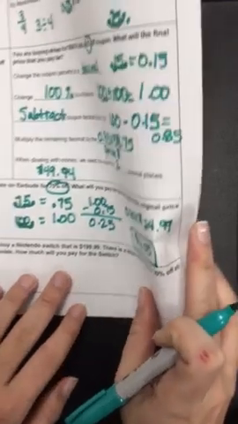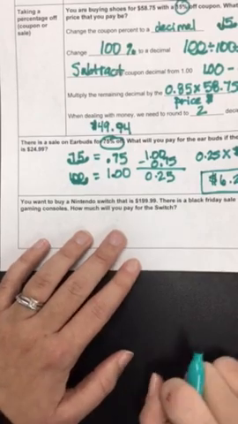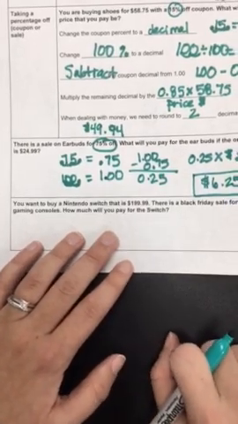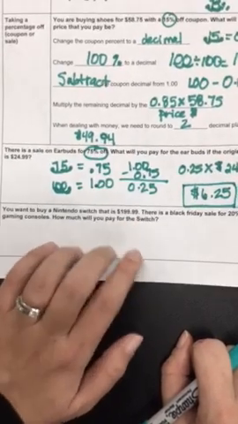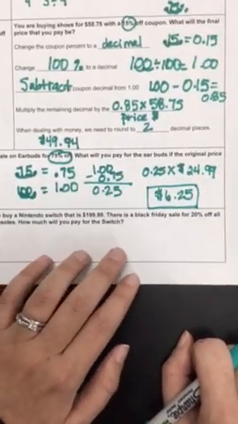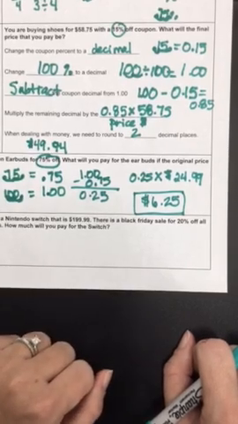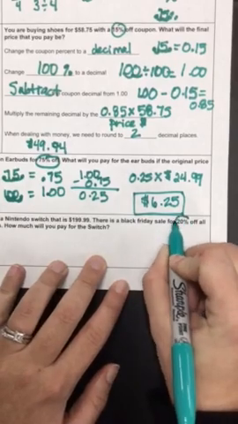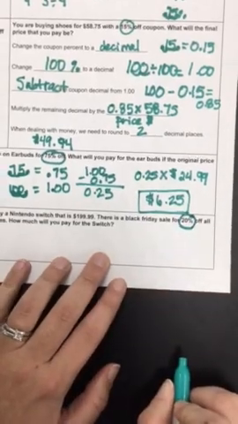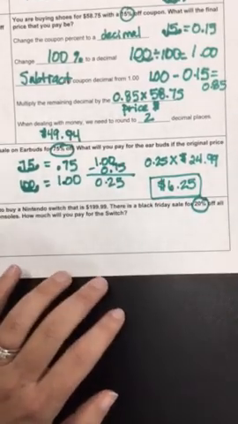All right. One more example here. You have a Nintendo Switch that is $199.99, because nothing can ever just be $200, right? We've always got to have the $99.99. There's a Black Friday sale, which we missed Black Friday, but you know, some stores honor it well after Black Friday. So we're going to assume that that's the case here. For 20% off of all gaming consoles. Yes. How much will you pay for your Nintendo Switch?